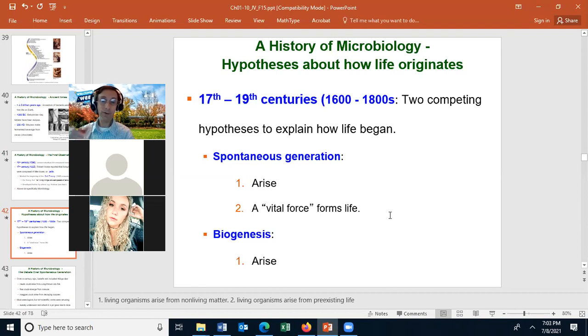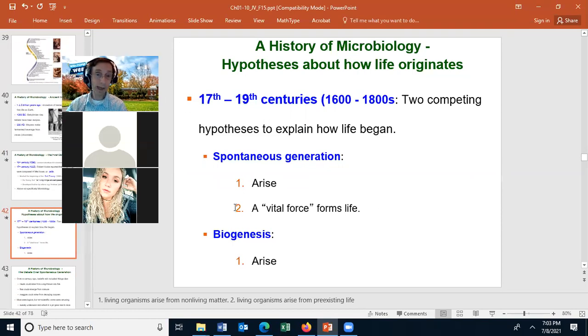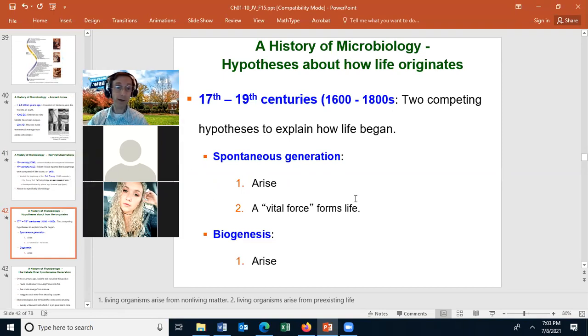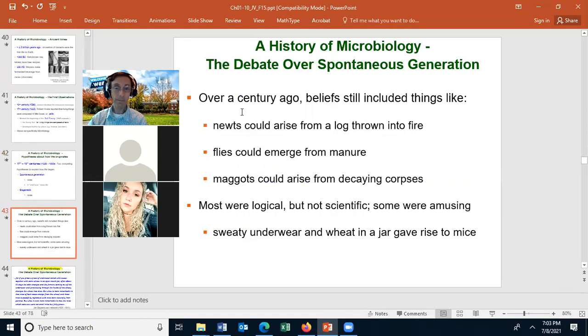Others said, no, life can only arise from another living organism. And they gave an example for biogenesis, and that is you never got a baby unless you had the parents around. Okay? Anyways, microbiologists argued about these two theories for many years.